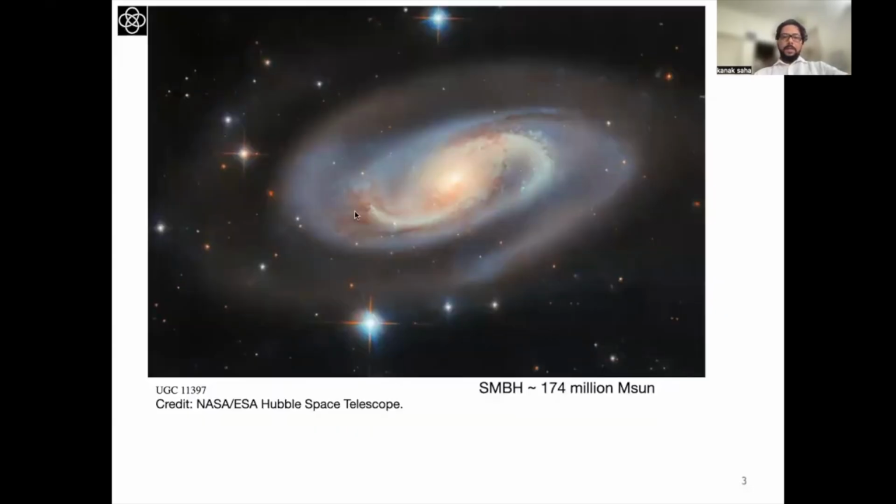This is another image of a galaxy, which is a barred spiral galaxy, like our Milky Way galaxy. And this galaxy hosts a very, very massive supermassive black hole. It's about a 174 million solar mass black hole, compared to the Milky Way galaxy, which hosts about a 4.2 million solar mass black hole.